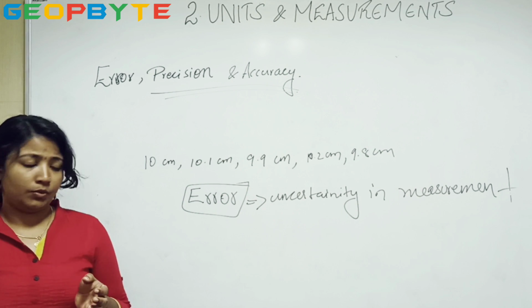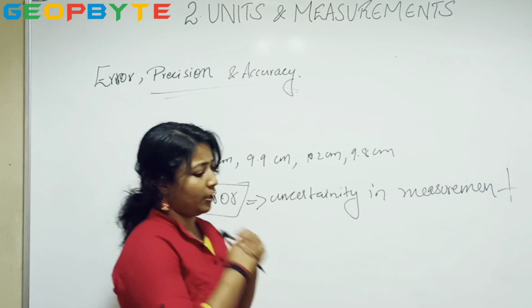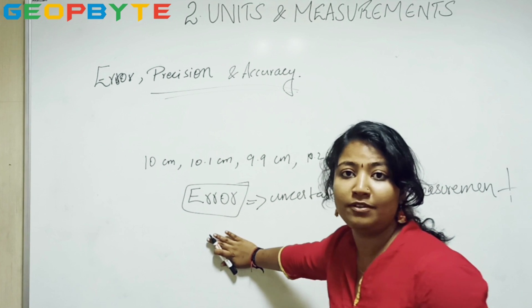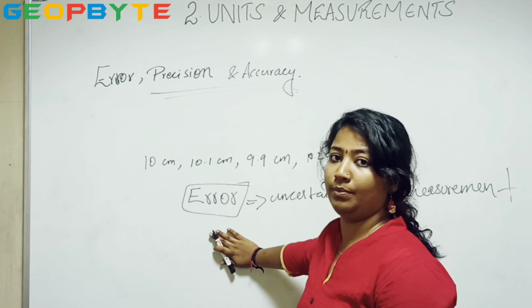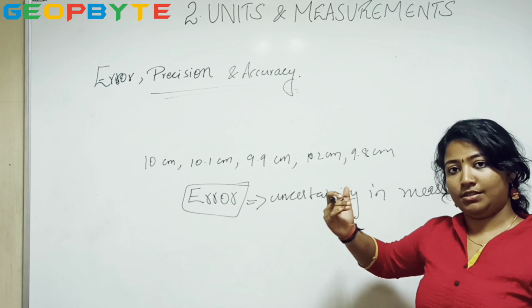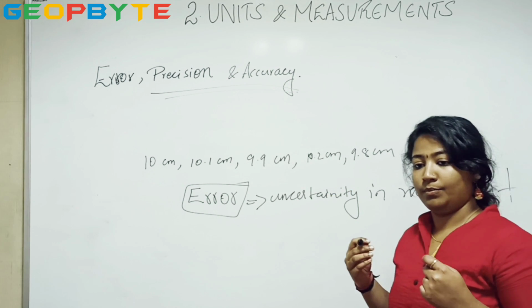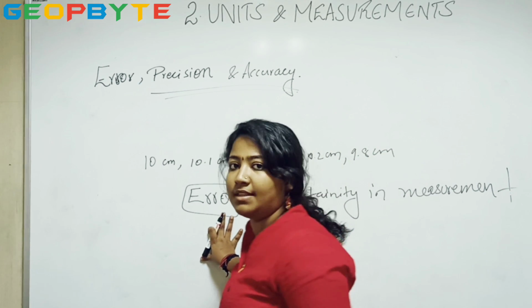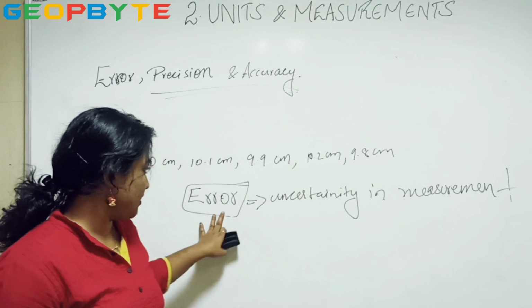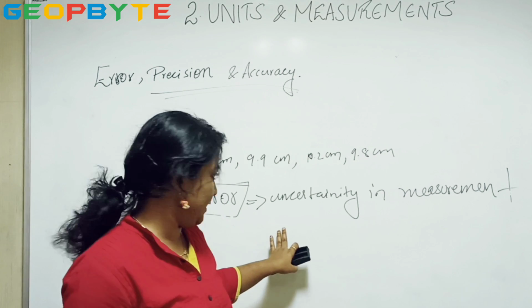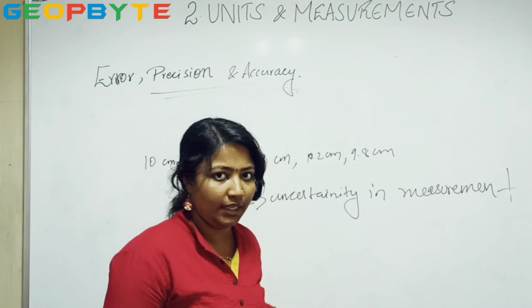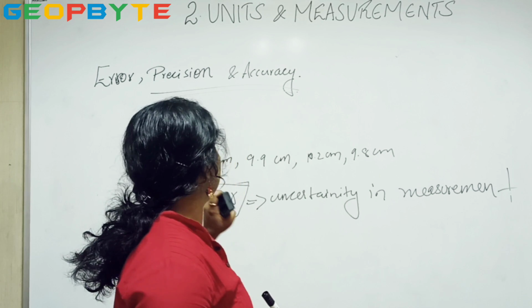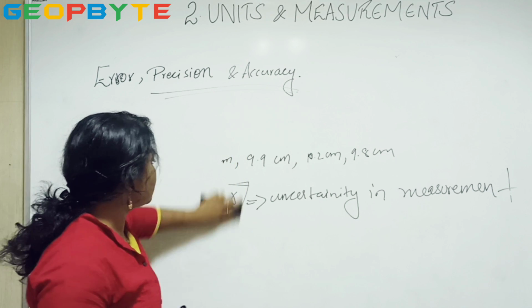Whatever experiment you do, big or small, error is an inevitable factor. It will be there all the time, whether in a computer or a real life experiment. Different types of errors are there, which we will go into in detail in the next part of the lecture. Moving on to precision and accuracy.